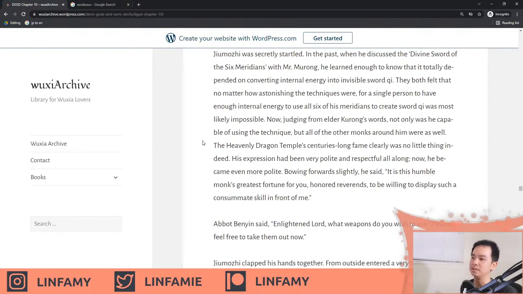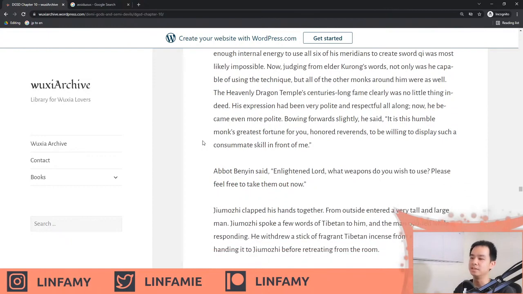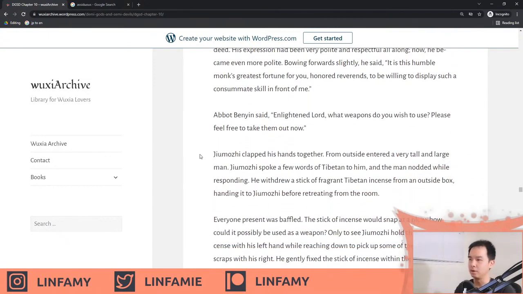Bowing forward slightly, he said, "It is this humble monk's greatest fortune for you, honored reverends, to be willing to display such a consummate skill in front of me." Abbot Bunyan said, "Enlightened Lord, what weapons do you wish to use? Please feel free to take them out now."